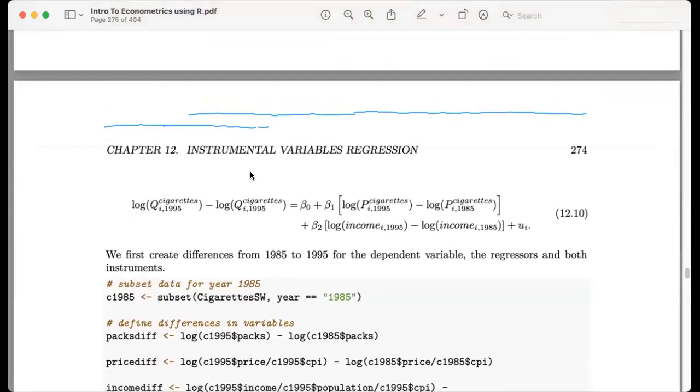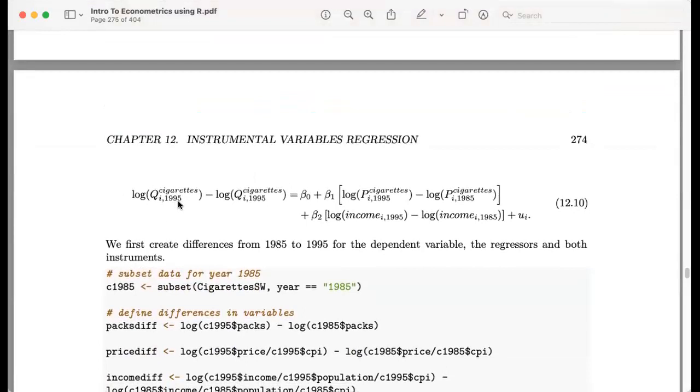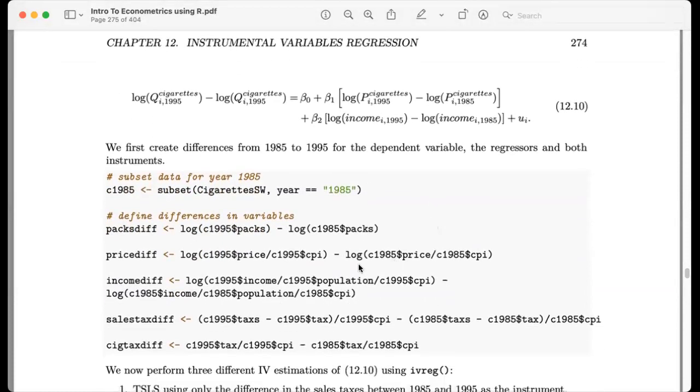So now it's looking at that. You look at the log, from 1985 to 1995, the variation. How did the prices change from 1985 to 1995? And we look at how prices change over that period, and how income changes, to deal with the problem of state-specific and time-invariant issues that could bias our estimates. To do that, we have to create these variables in R.